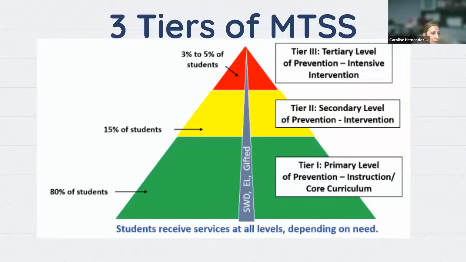There are typically 3 tiers that are identified in the MTSS process. So tier 1, or the primary level of instruction or preventative instruction, you might hear this called the universal or the core curriculum. This is what is offered to every single student. And what we know from research is that 80% of our students minimally should be able to be successful with the research-based instructional techniques that we use in our classrooms each and every day.